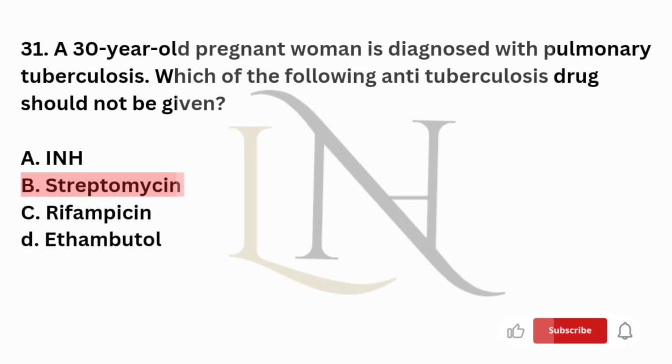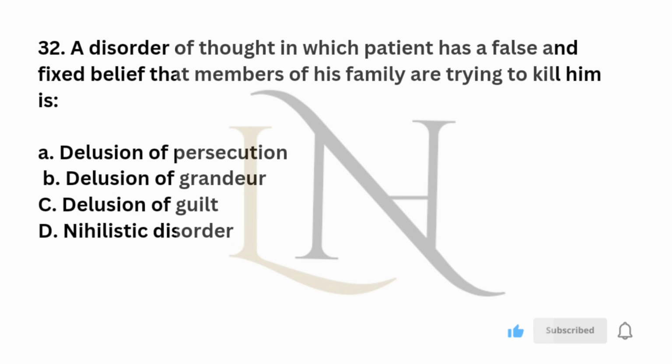Option B, streptomycin is contraindicated in pregnancy. Next question. A disorder of thought in which the patient has a false and fixed belief that members of his family are trying to kill him is option A, delusion of persecution.